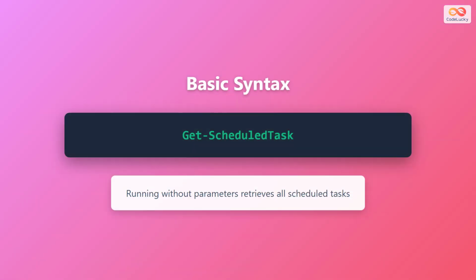The basic syntax is straightforward. Simply type Get-ScheduledTask and press Enter. When you run this command without any parameters, PowerShell will retrieve all scheduled tasks that are registered on your system. This gives you a complete overview of every task, from system tasks created by Windows to custom tasks that you or other administrators have created. It's the quickest way to see everything that's scheduled to run.